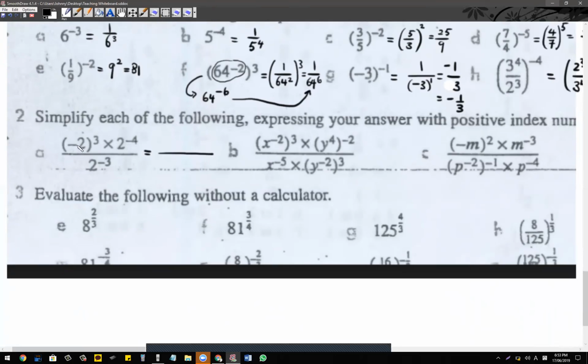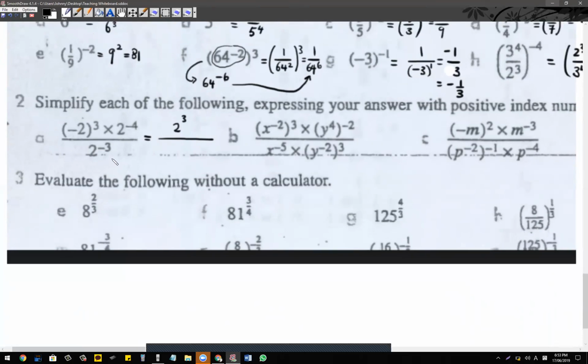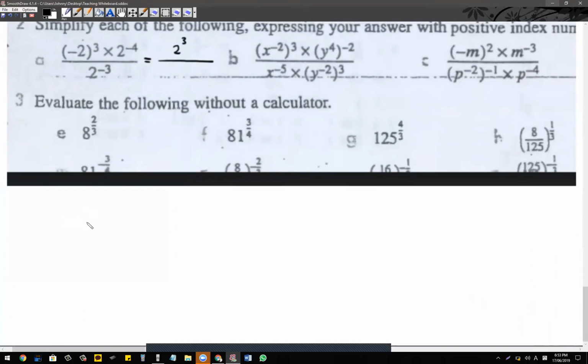Okay, so this one is 2 to the power of 3 but this negative sign. Now, one thing that I need to tell you is if you have -2 to the power of 4, that's -2 times -2 times -2 times -2. So if you have even number of negative signs, that's positive. So this is positive 16.